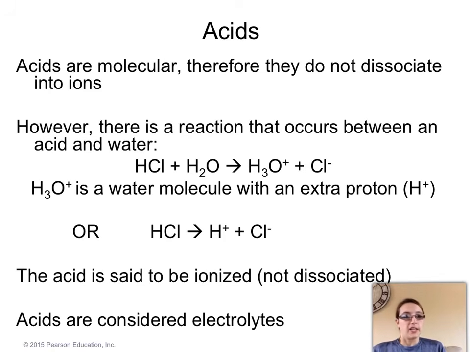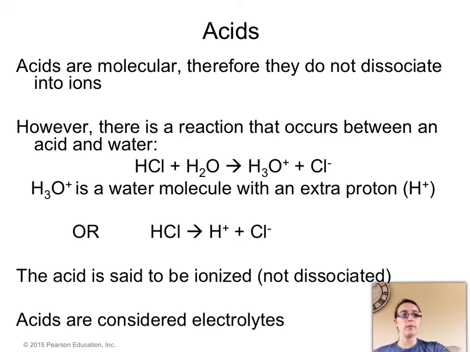Acids are molecular compounds. They do not have metals in them. Therefore, they do not dissociate into ions. The only time you have dissociation is when you have an ionic compound. However, there is a reaction that occurs between an acid and water when you mix the two. What happens is we have the process known as ionization. So the acid is ionized, not dissociated.